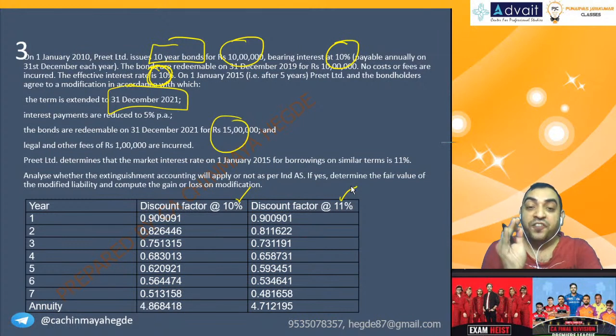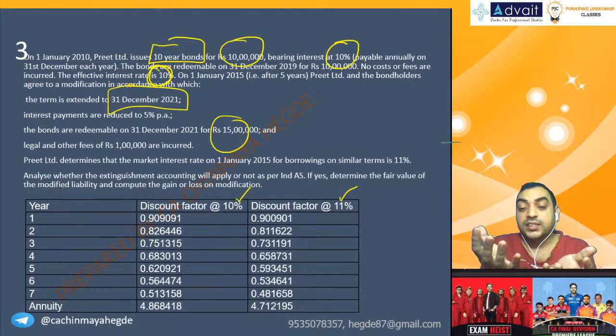So what is our first target? You have to compute whether the modification is material or not. For that purpose, you have to compare the carrying amount versus the new cash flow discounted at the old discounting rate. New cash flow discounted at the old discounting rate.